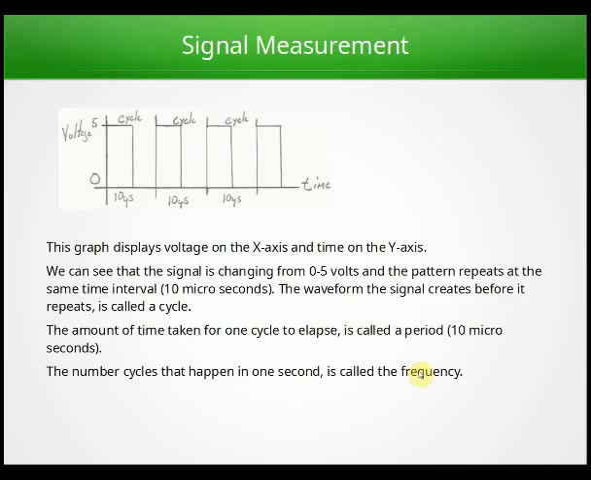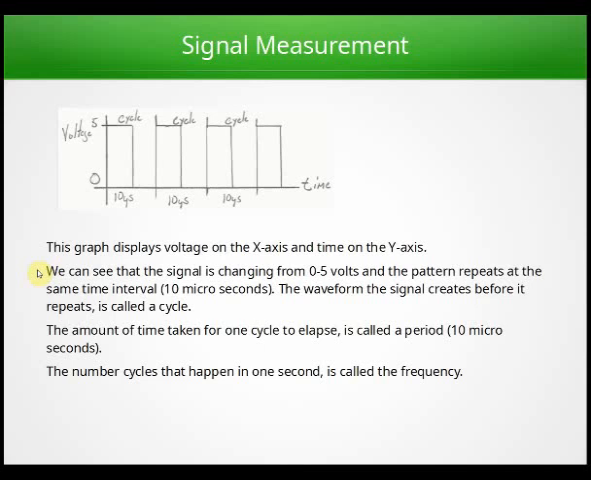Signal measurement. This graph displays voltage on the y-axis, from 0 volts to 5 volts, and time on the x-axis. So from this point to this point, 10 microseconds has elapsed. And from this point to this point, 10 microseconds has elapsed, and again and again. Okay, we can see that the signal is changing from 0 to 5 volts, and the pattern repeats at the same time interval, 10 microseconds.